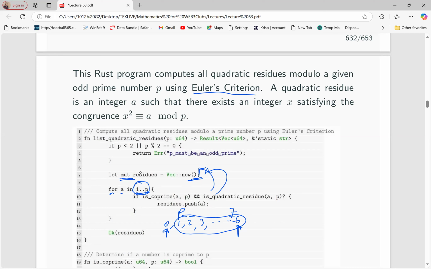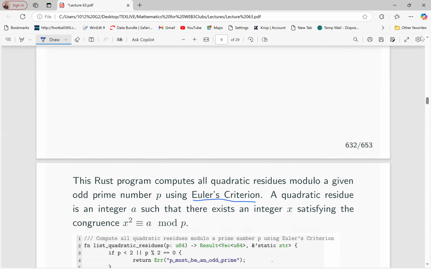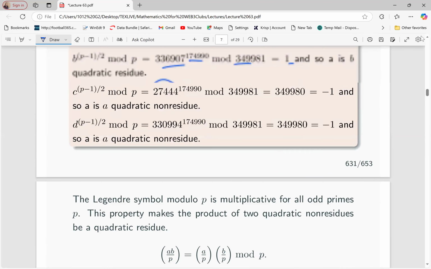So it considers 1. After considering 1, it finds out if 1 is coprime to P. What is the relationship? Let me see. Let's look at this, or we can go to the example we had just above.